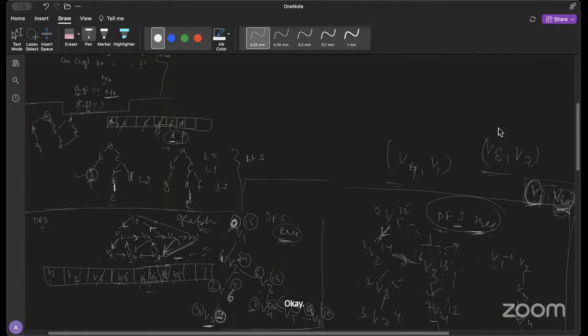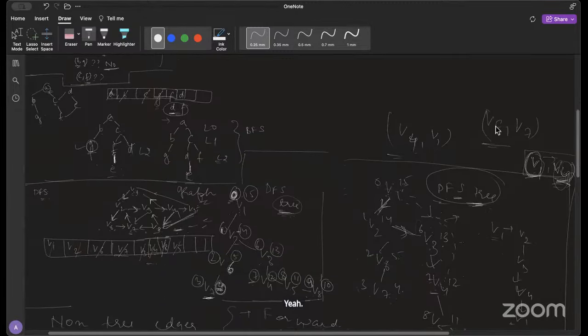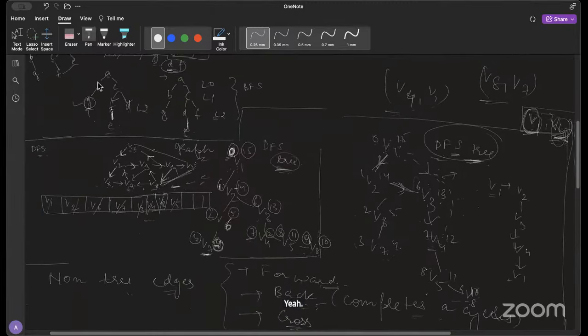Okay, so for the cross edge, we just have to know that there would be no intersection. That is the end. The direction is already decided in the graph.